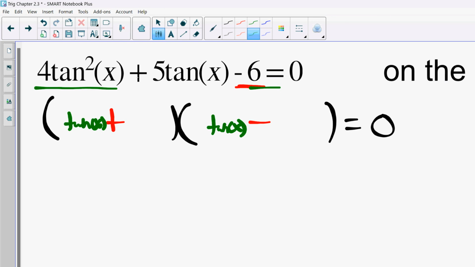But now we're looking at the factors of 4. We have 1 and 4 or 2 and 2. And we also have the factors of 6, which is 1 and 6 or 2 and 3. And we're trying to see which one of these will work.